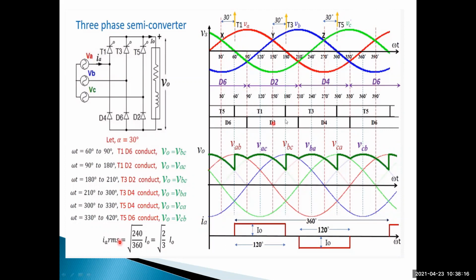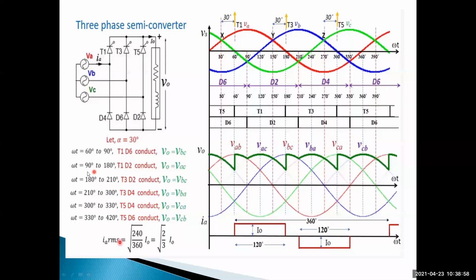After that, from 90 to 180 degrees, the thyristor T1 and D2 are turned on. D2 is already forward biased, and thyristor T1 is triggered up to 180 degrees. That's why the output voltage is VAC, and the current flows into the drive in this manner. First, the thyristor takes the combination with D6. After a certain time, thyristor T1 takes the combination with D2. So like that, we will get VAC.